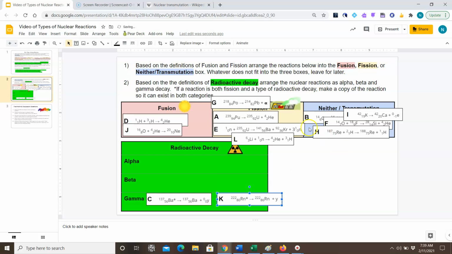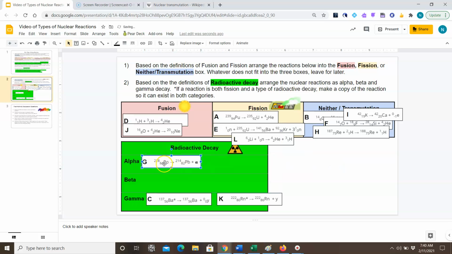Okay, now let's take a look at what we have in the fission category and see which ones of these can fit under alpha, beta, or gamma, if any of them can. Let's take a look at G since that one's sticking out first. So we have polonium-218 forming lead-214 and an alpha particle. So what do you think that fits under? Absolutely, that is alpha decay.